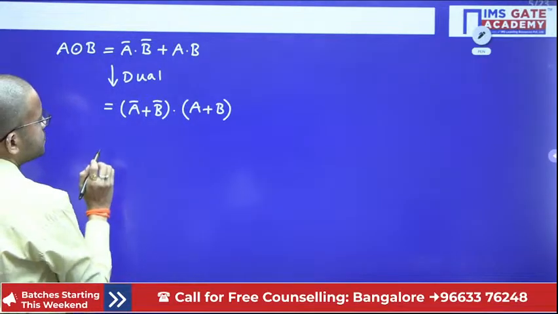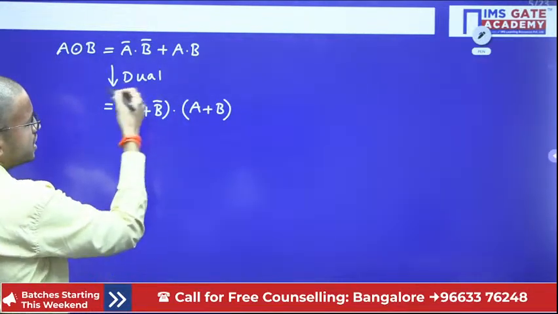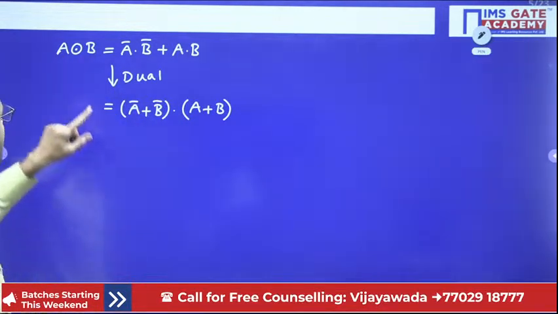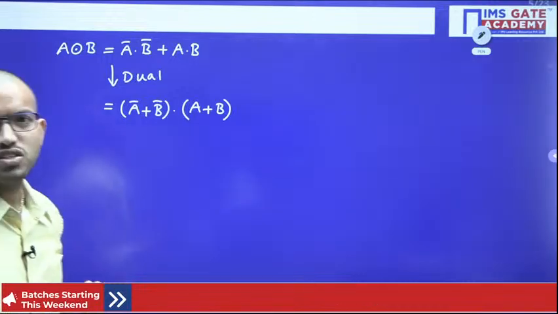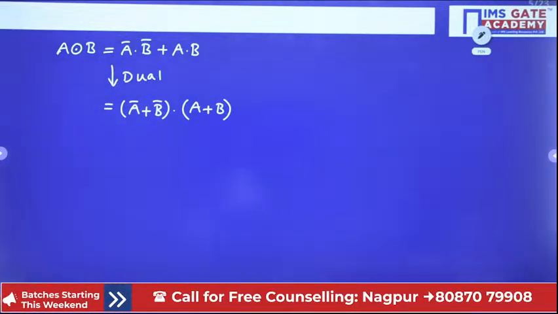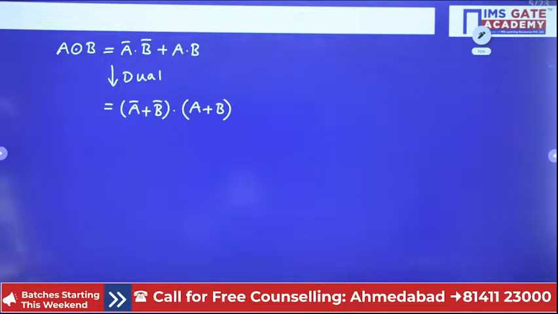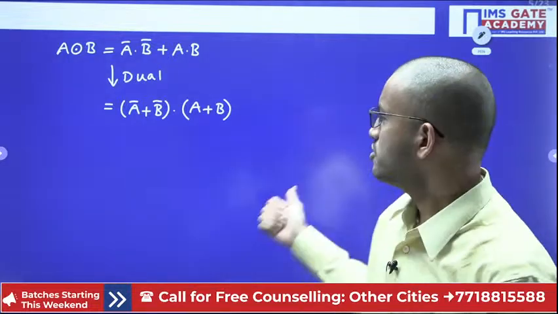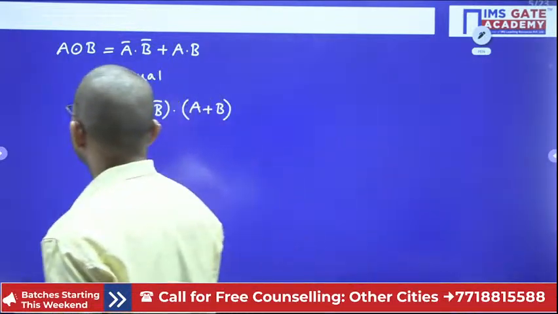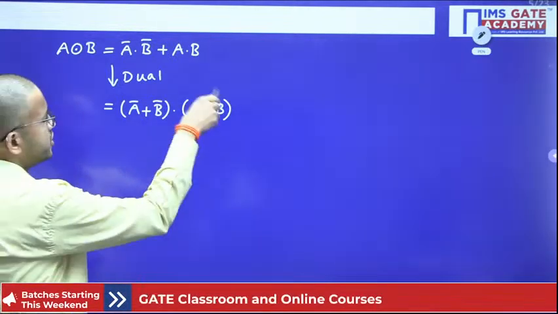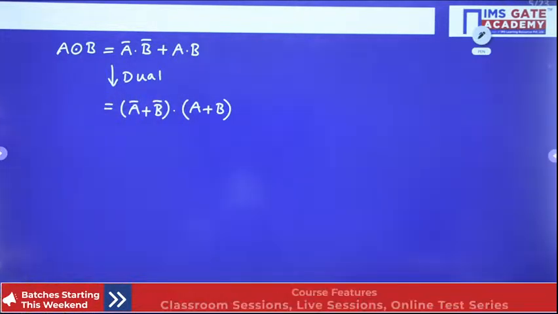Now, what is the overall equation you are going to get if you apply dual to the two input XNOR gate? Regarding this, we already covered in the Boolean algebra chapter, and even in logic gates in the beginning we have discussed. So just recall and tell me what expression you are going to get if you do further simplification.